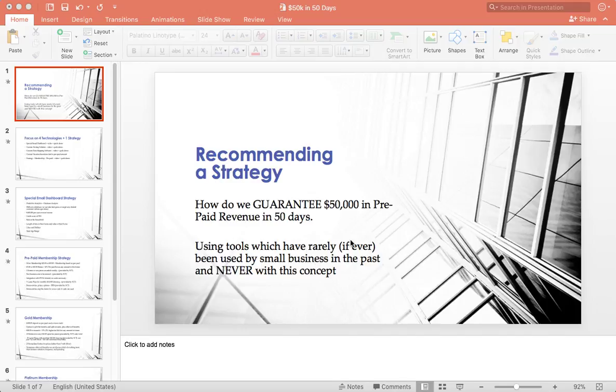So first of all, we're going to guarantee $50,000 in prepaid revenue in 50 days. Now, more than likely, this is going to be closer to $200,000, but that's why we guarantee $50,000, because we are going to use tools which have rarely, if ever, been used by small business in the past. And even if they were used, they've never been done with the concept I'm about to illustrate.